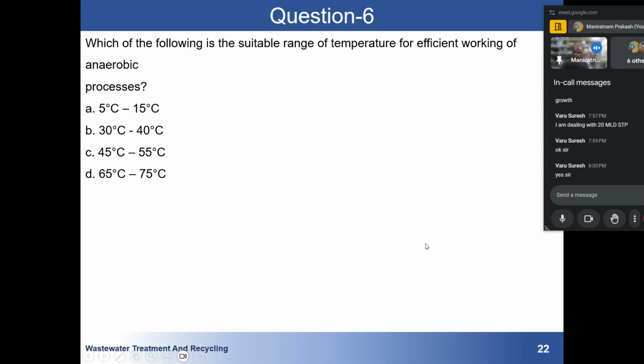Coming to the question we were discussing, which of the following is suitable. If you remember the disadvantage of the anaerobic digester, at low temperature these bacteria die. So what is the minimum temperature for efficient digestion? Everyone, those who have joined a few minutes ago, I want you to participate in question and answering. I will be presenting questions one by one, and try to answer them.